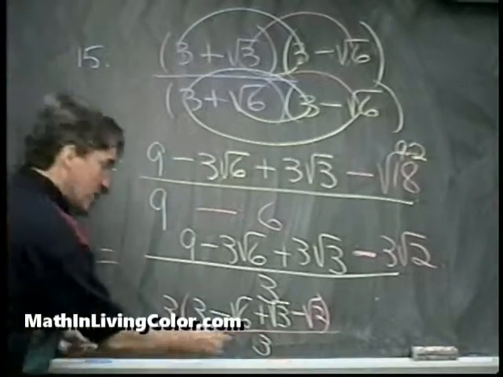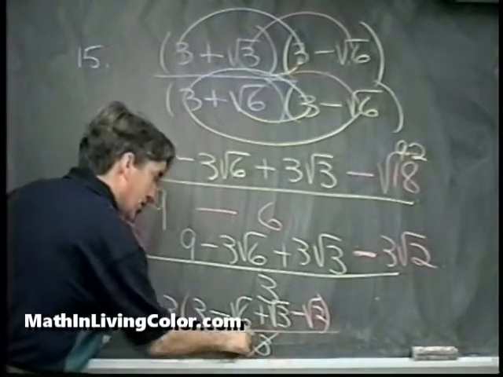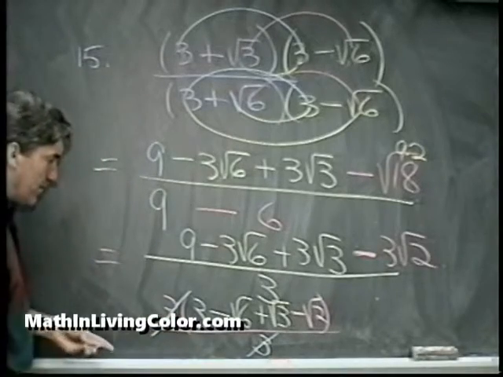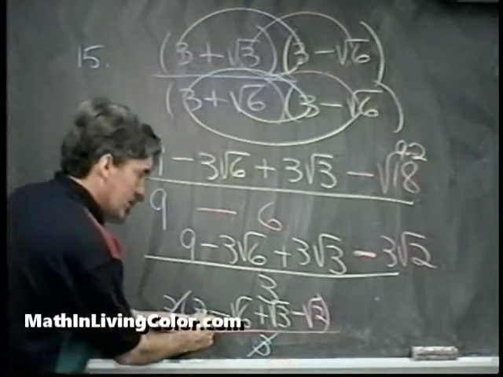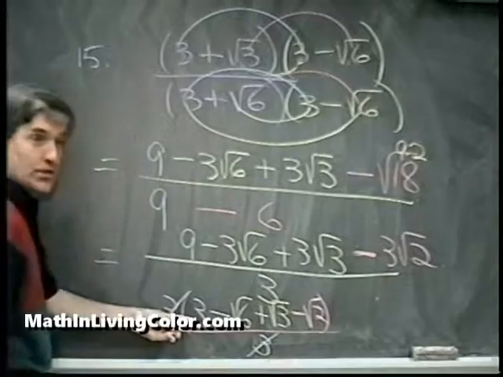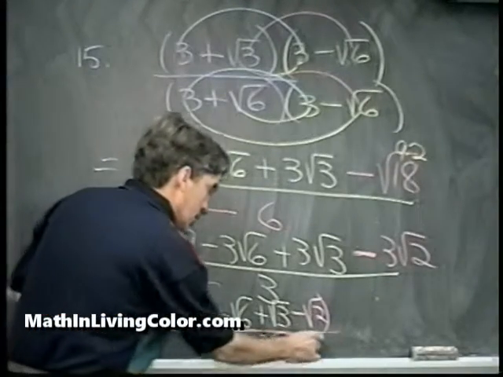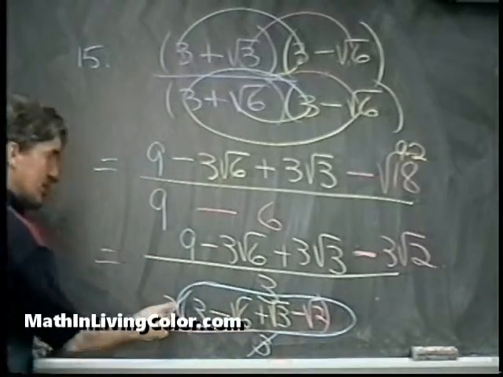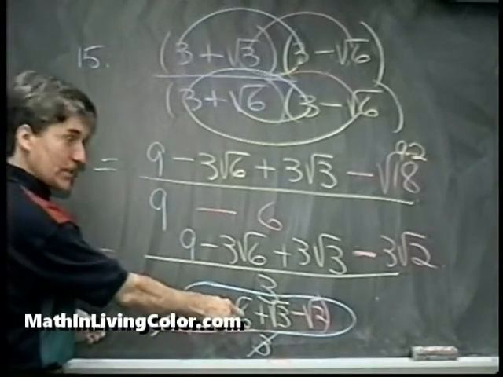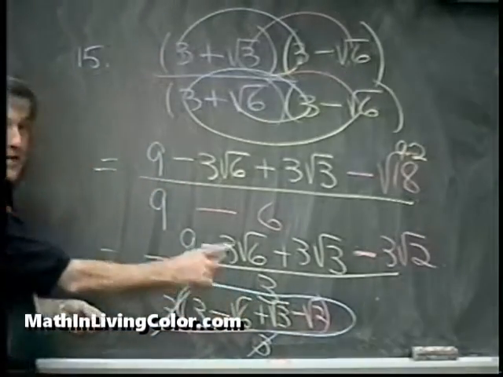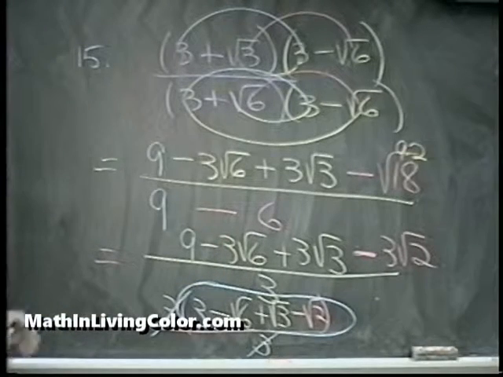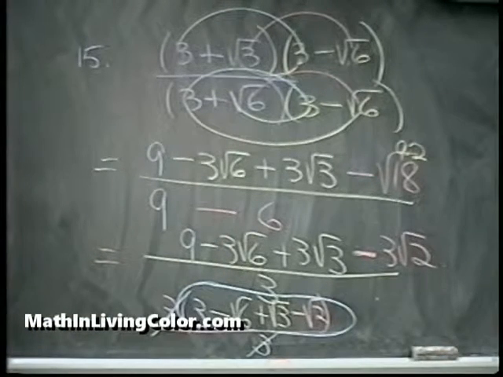And now the 3 divides out. So divide out the 3, and you have left just these 1, 2, 3, 4 terms. And none of those are like terms, are they? So the final answer would be just that: 3 minus the square root of 6 plus the square root of 3 minus the square root of 2. Nothing combines together. Sometimes they don't combine.